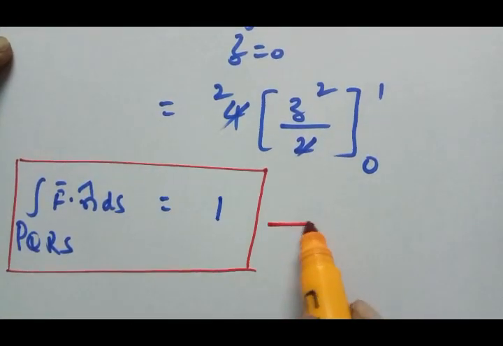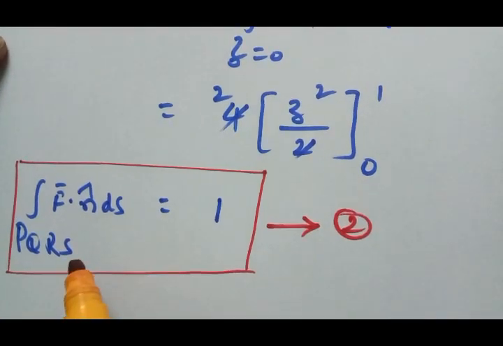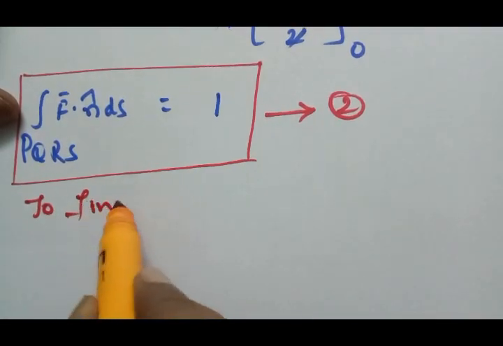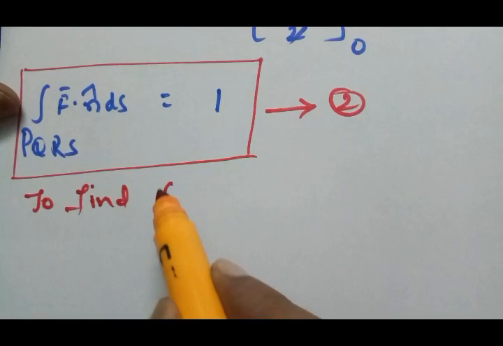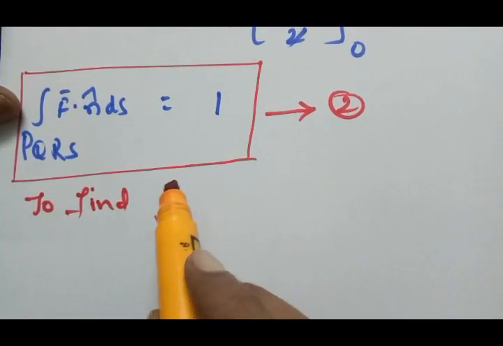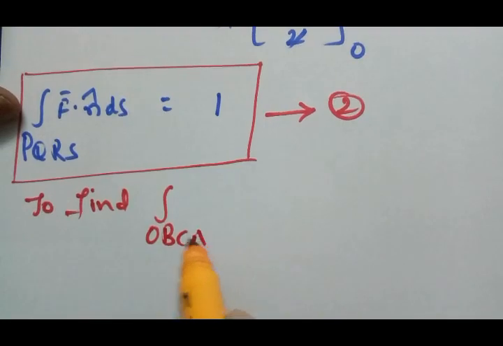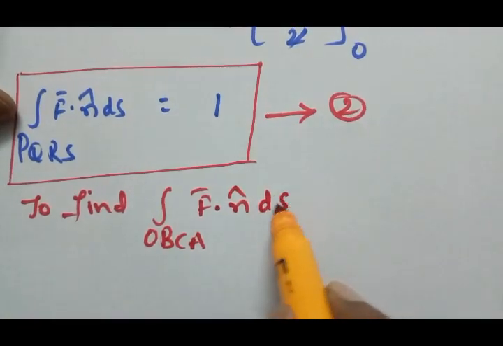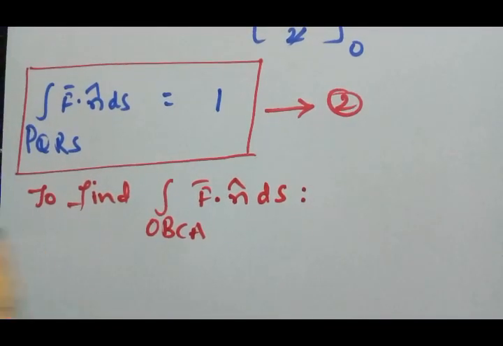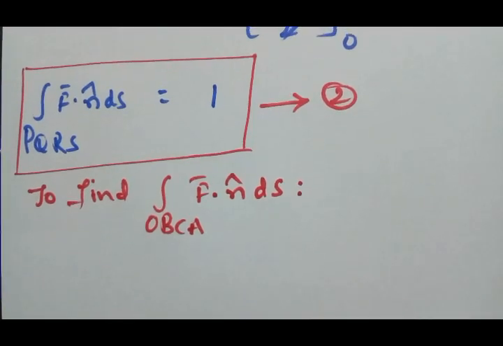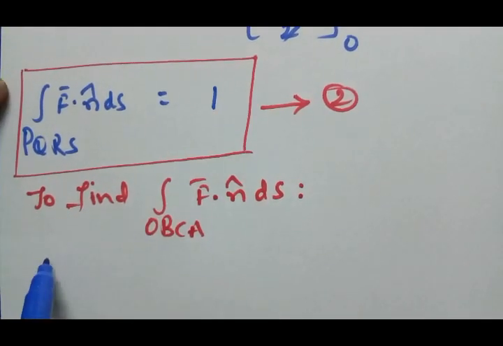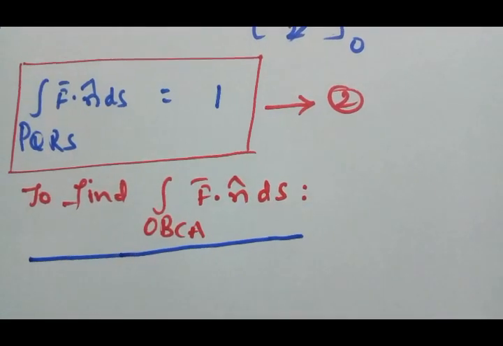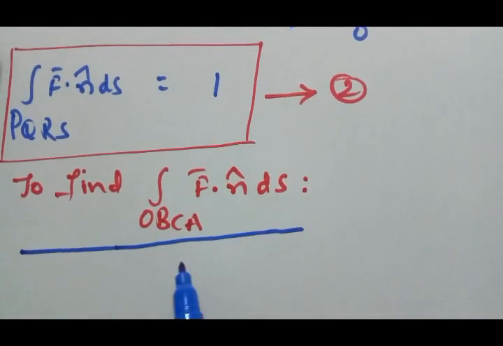Say this is equation number 2. To find the integral along OBCA of f bar dot n cap ds, this is the side opposite to PQRS, which lies at x is equal to 0.